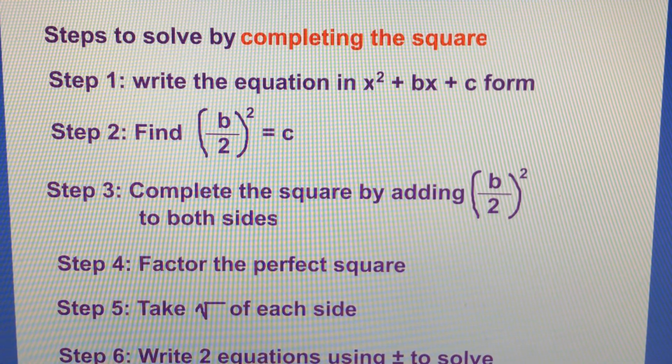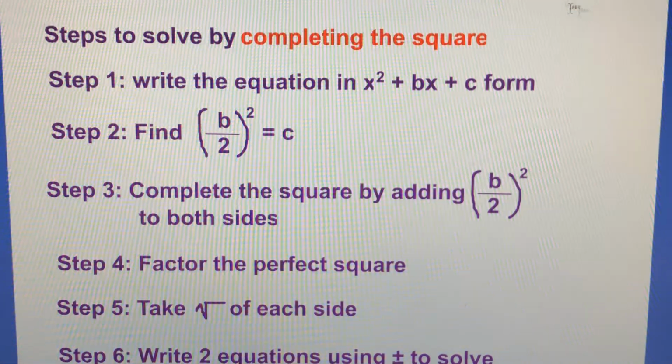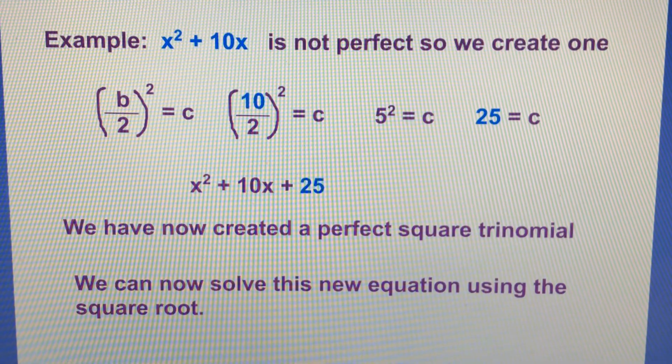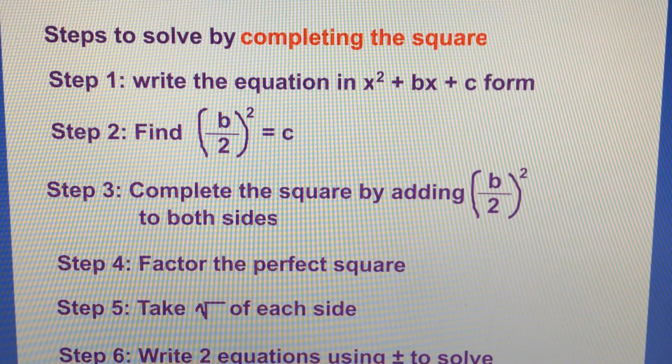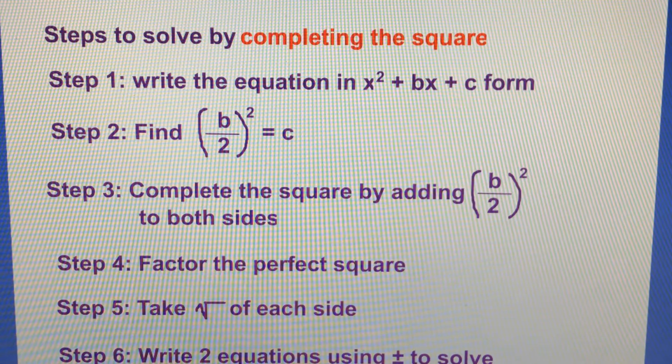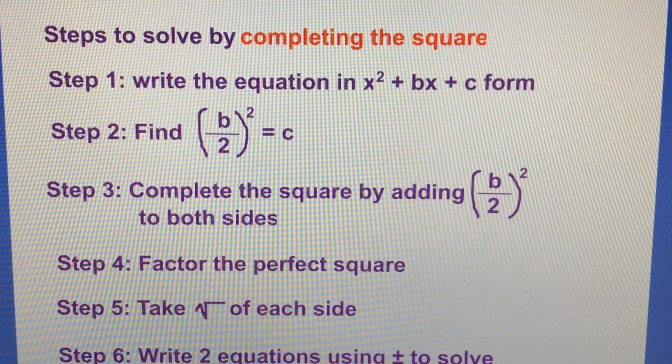What are my steps? Well, I start with my equation, x squared plus bx plus c. I use my squaring formula. I complete the square by adding b over 2 squared, which is really c, to both sides. In the example I just did, it was 25. I would need to add that 25 to both sides of the equation. Now I can factor my perfect square, take the square root of each side, and write two equations using plus or minus. Remember, when you work with square roots, you have two answers: the positive and the negative.